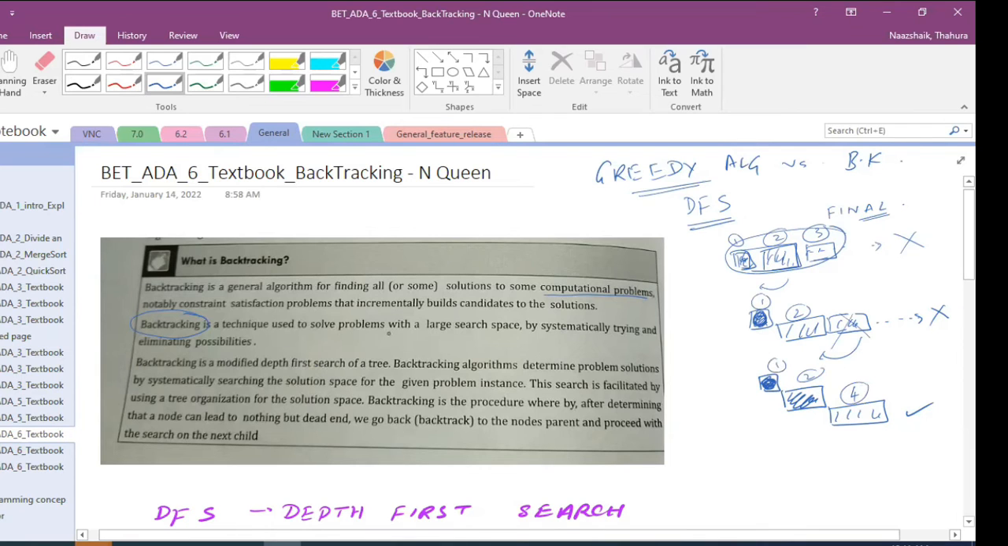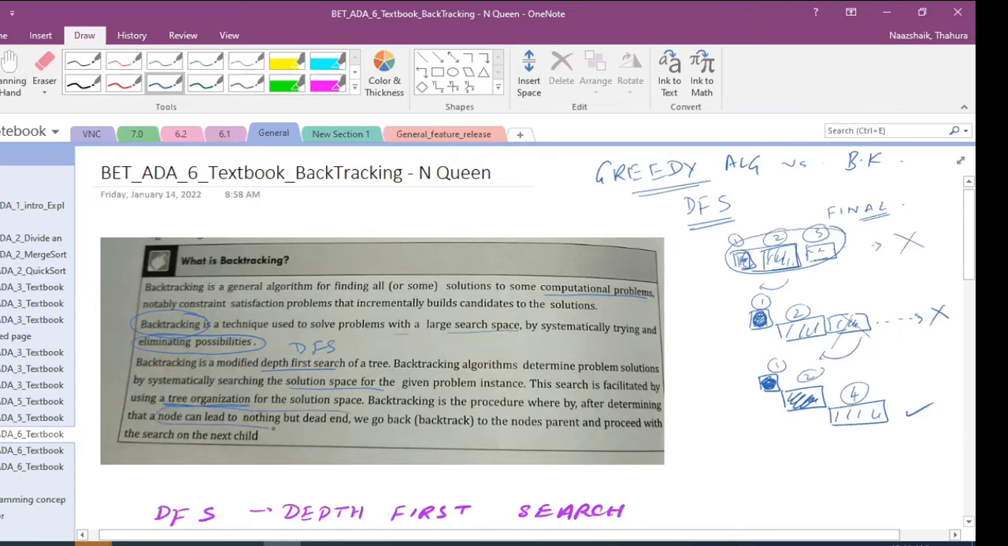It is used to solve problems where you have to search a large space. That means your number of inputs is very high. What it actually does is systematically try to eliminate possibilities. So backtracking uses DFS, we saw this. It determines the problem solution by systematically searching the solution space. Solution space is all possible options. Because it is DFS, you have to organize your data in some kind of tree structure. Now, backtracking is a procedure whereby determining that a node can lead to nothing but a dead end.